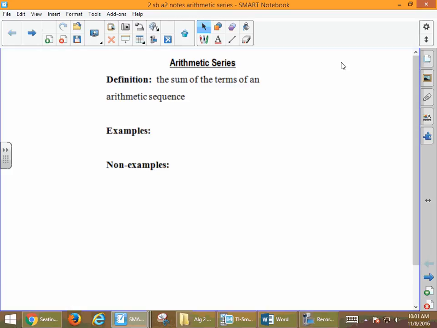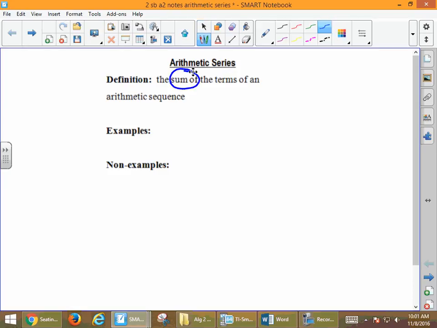of an arithmetic series is it's the sum of the terms of an arithmetic sequence. And if you think back to what we talked about yesterday, a sequence is an ordered list of terms. So today what's going to happen is we are going to add those terms together. Sum, S-U-M. It's the answer to an addition problem.